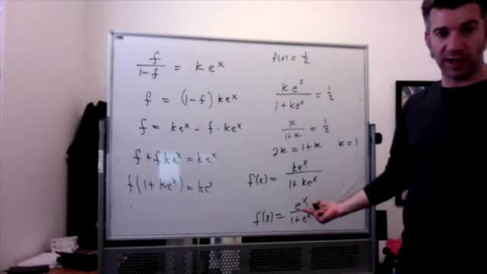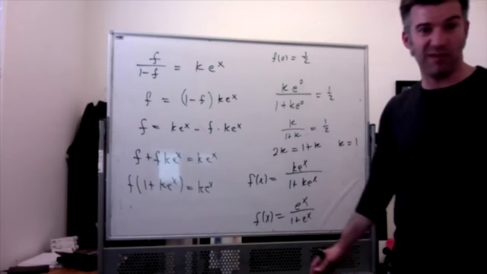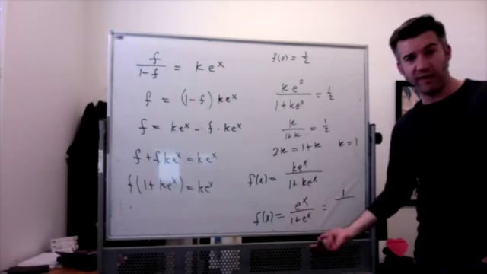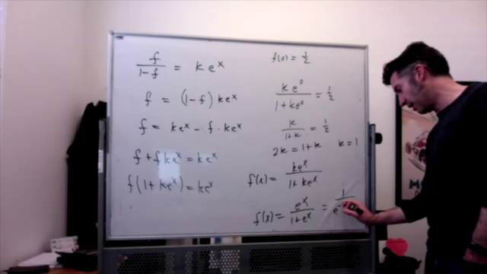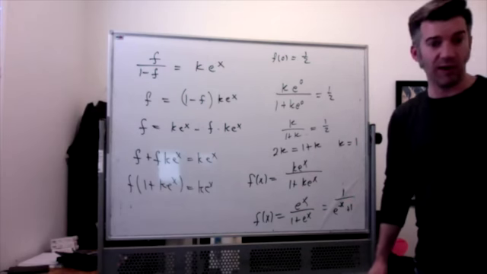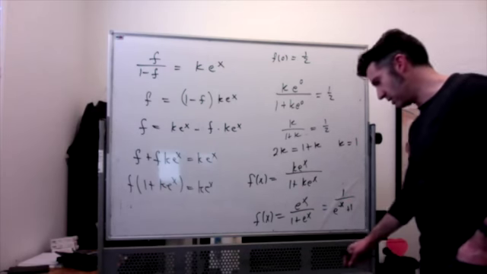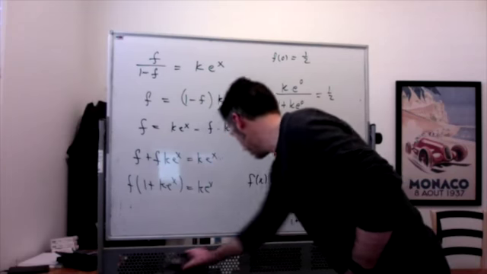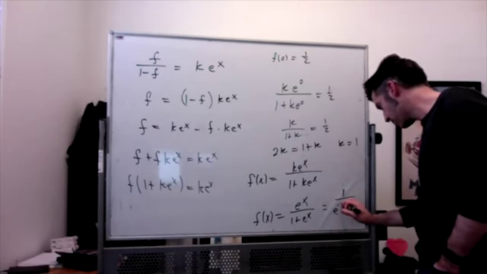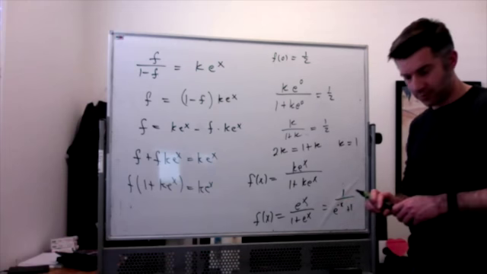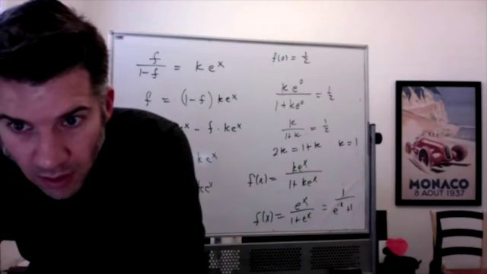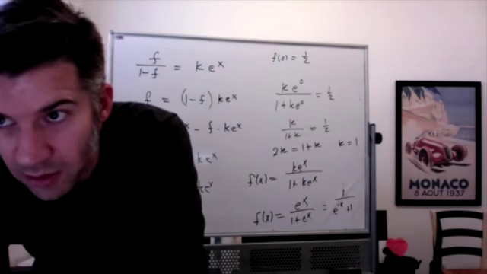Some people might write this differently. Some people might divide the top and bottom by e to the x and write it as 1 over 1 divided by e to the x, which is e to the negative x, plus 1. That is also a valid way of writing the solution here. If you can see the negative symbol on my x, I feel like you can't. That one looks crazy.